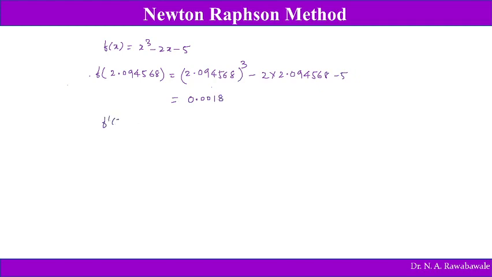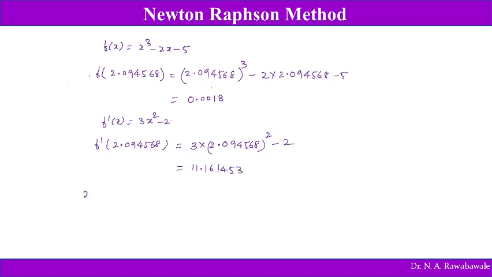Then f dash of x, which is nothing but 3x square minus 2. So f dash of this function at 2.094568, the revised approximation, that is 3 into 2.094568 square minus 2. So on simplification, this results as 11.161453. So this is the new function value.